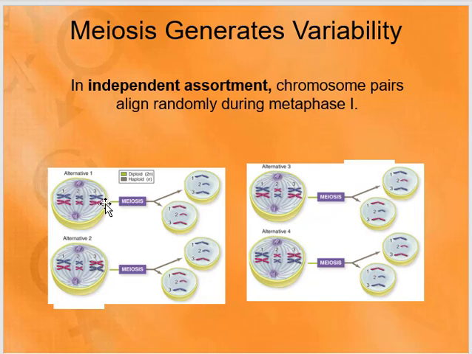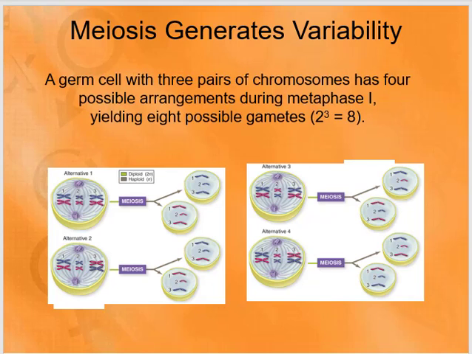So this has 3 pairs of chromosomes. So 2 times 2 times 2, 2 to the 3rd power. 2 times 2 is 4, times 2 is 8. There are 8 possible combinations of these 6 chromosomes that could end up as a sperm or an egg. And there you go. There's the math.